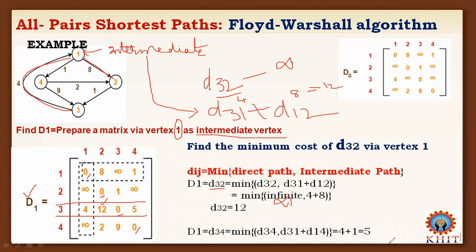So the distance from 3 to 1 is 4 and the distance from 1 to 2 is 8, and the total value is 12. Now we need to find the minimum of infinity comma 12. Which one is minimum? 12 is minimum. That's why the value of d of 3 comma 2 is 12.